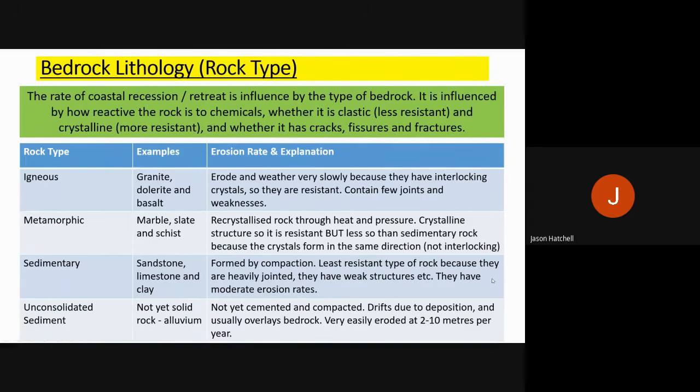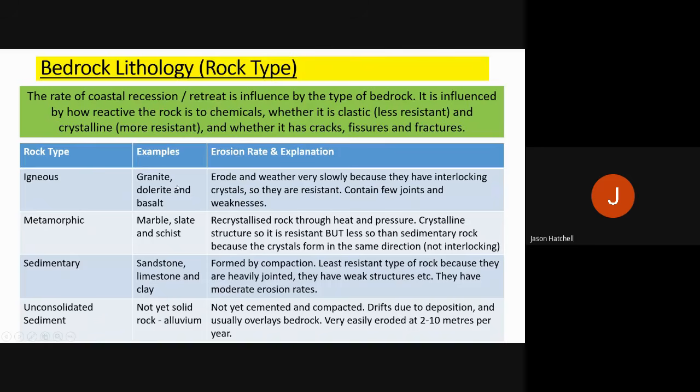Now, rock type in bedrock at the sea is really important. So the rate of coastal recession or retreat is influenced by rock type. It is influenced by how reactive the rock is to chemicals, whether it's a less resistant type of rock or a more resistant one. A less resistant type of rock might be considered clastic, and a more resistant type of rock might be considered crystalline. And whether the rock has any cracks or faults or fissures, etc., that we've just looked at previously. So all of these rock types have different weaknesses or strengths in terms of erosion and coastal recession.